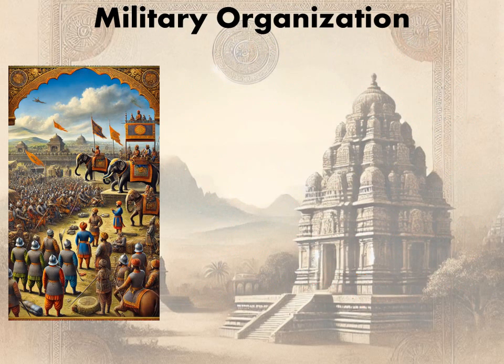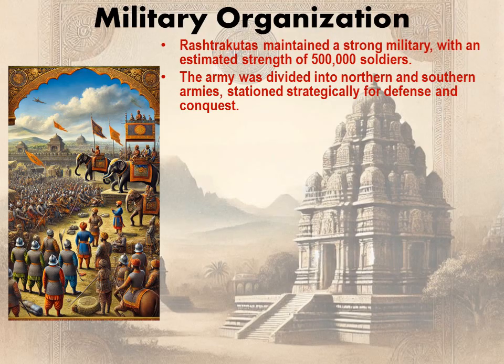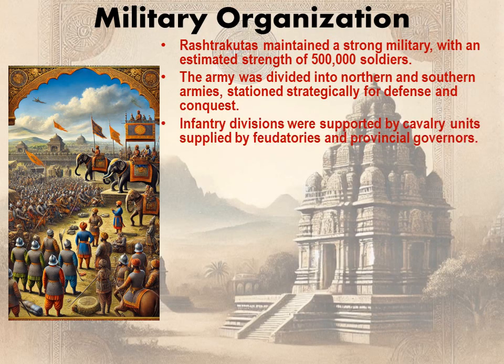Military organization. Rashtrakutas maintained a strong military with an estimated strength of 5 lakh soldiers. The army was divided into northern and southern armies, stationed strategically for defense and conquest. Infantry divisions were supported by cavalry units supported by feudatories and provincial governors.